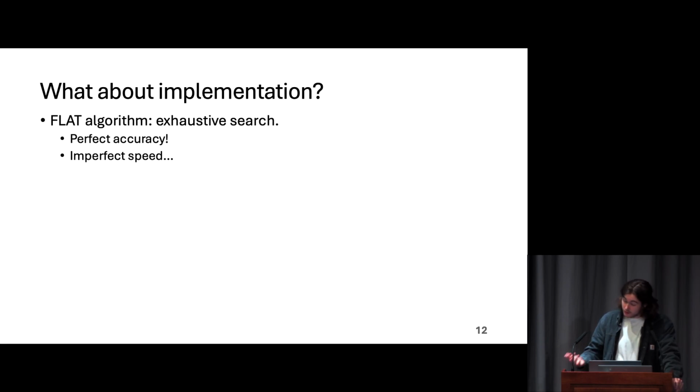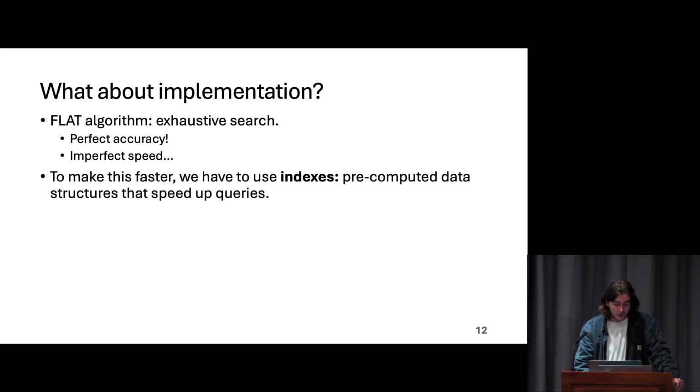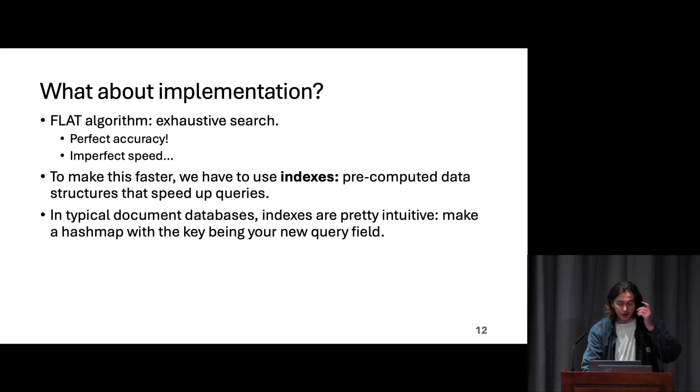So what we need to do to get to a higher performance is create an index. And indexes, in case you can't remember from databases last year, are pre-computed data structures, and they speed up our queries. And so for an example from a document database, a more conventional one, they're pretty intuitive.